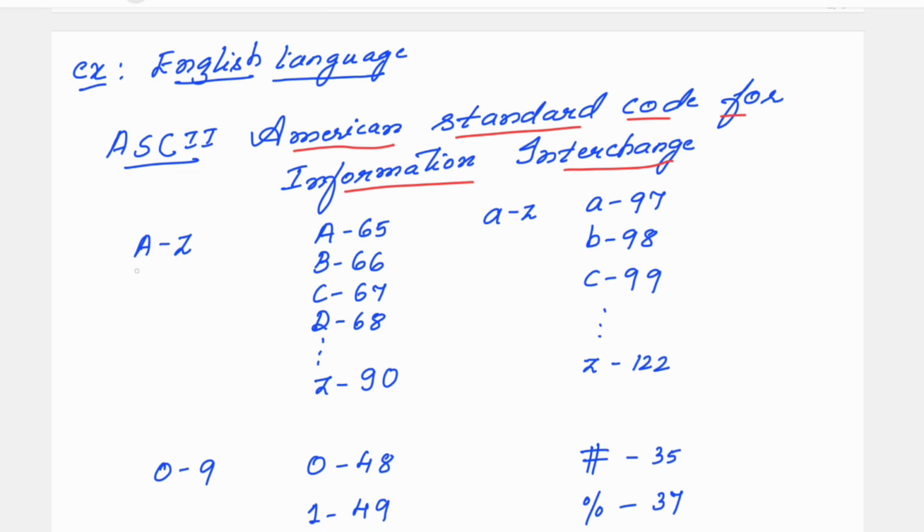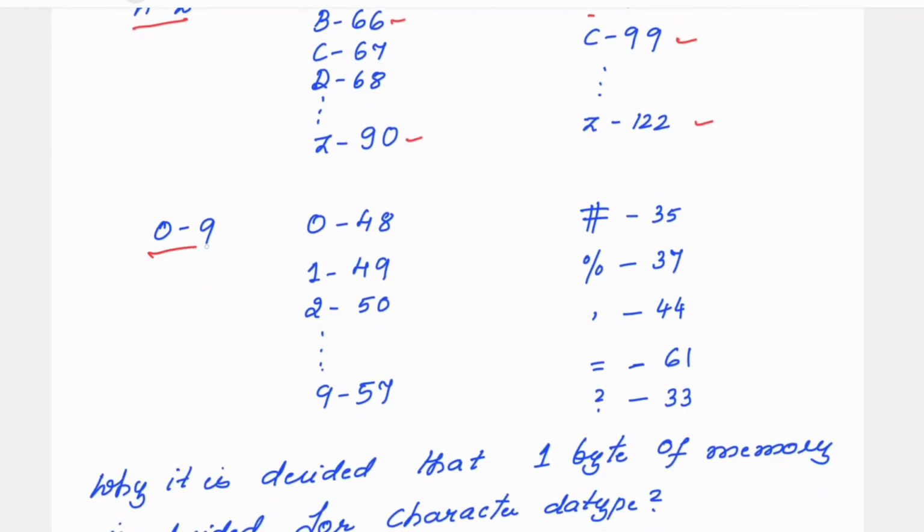Now for this particular A to Z, suppose you're taking the alphabet A, the equivalent value is 65, B is 66, like this. For Z, 90. If you take lowercase, A is 97, B is 98, C is 99, and Z is 122. And for the digits, 0 is 48, 1 is 49, 2 is 50, and 9 is 57.